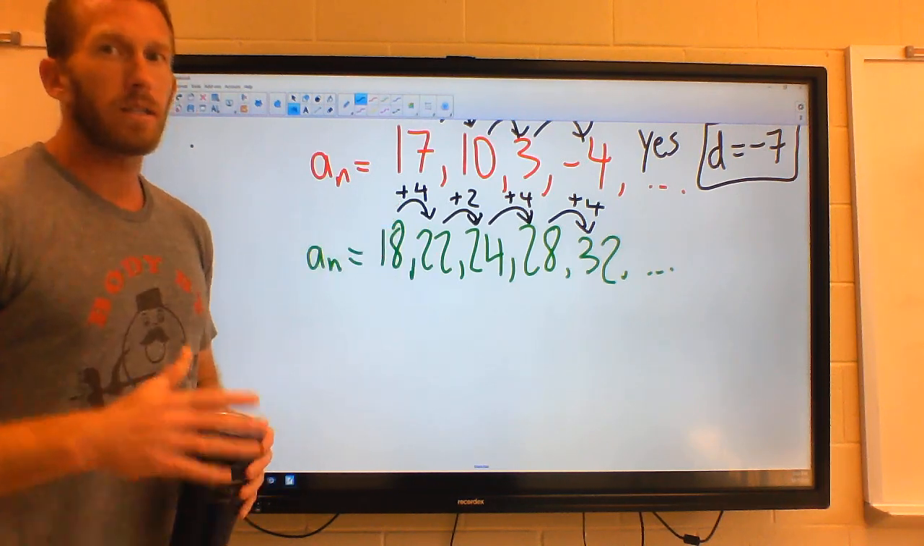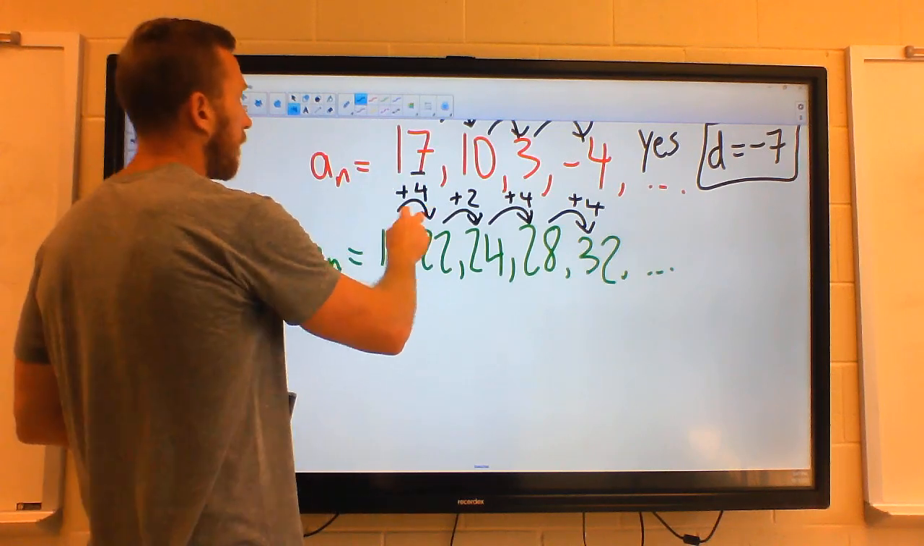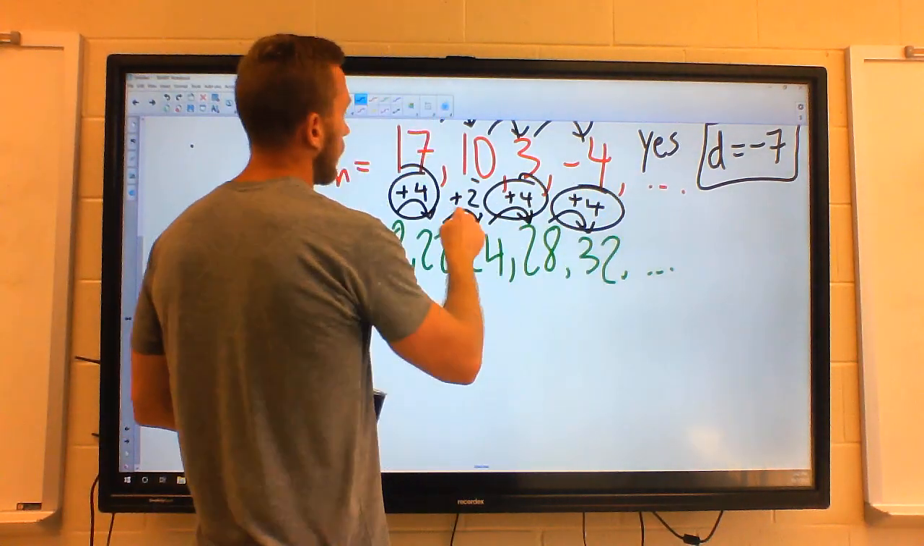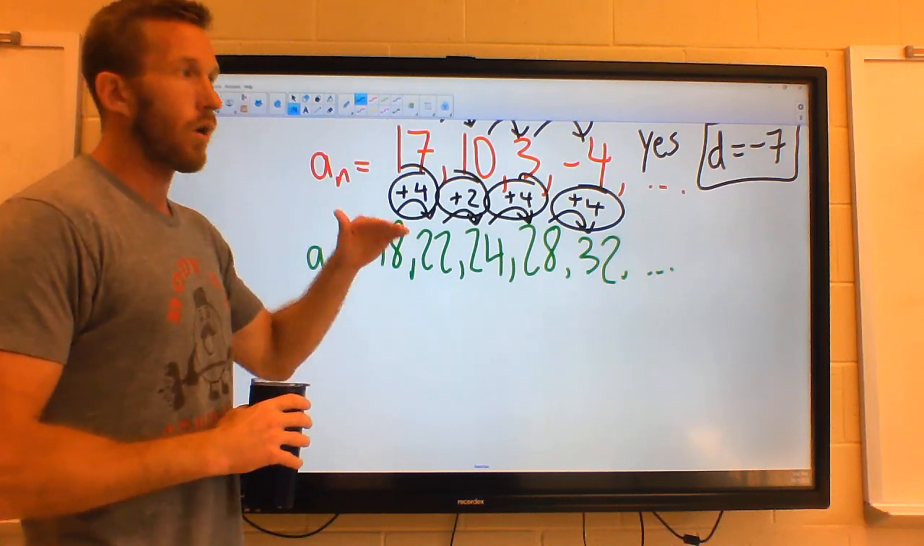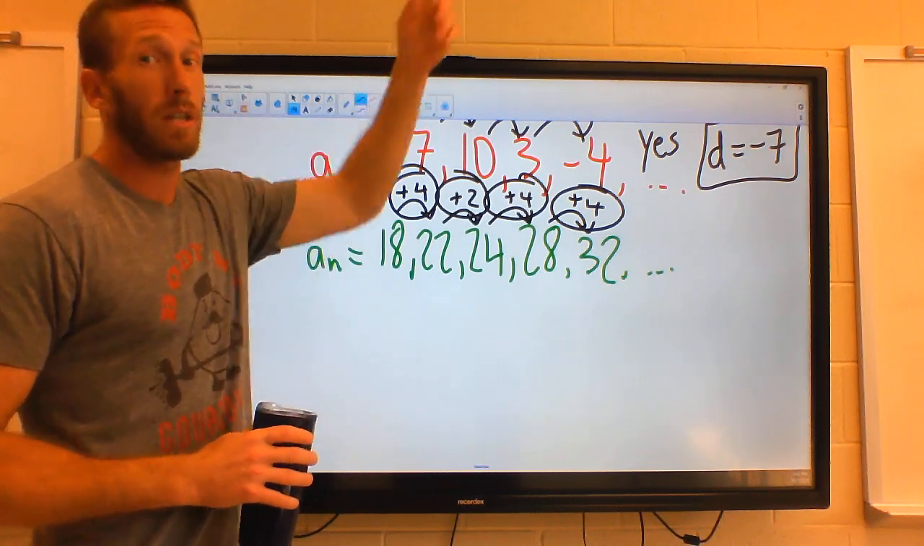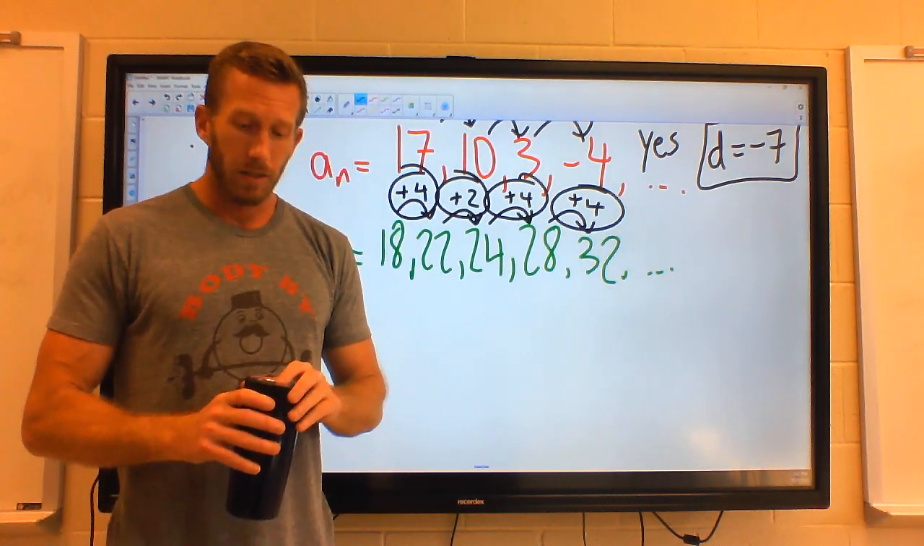Because we are not adding something every single time that is common, right? We're adding 4 most of the time, but here we only added 2. This is not an arithmetic sequence anymore. It doesn't go up by a constant rate of change. You're going to start to see why we're doing arithmetic sequences now.